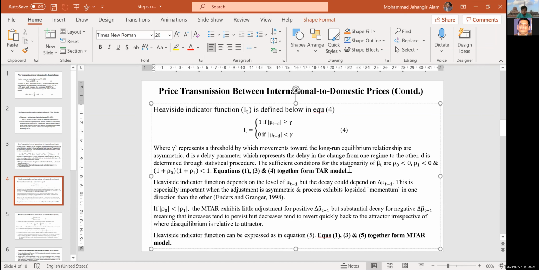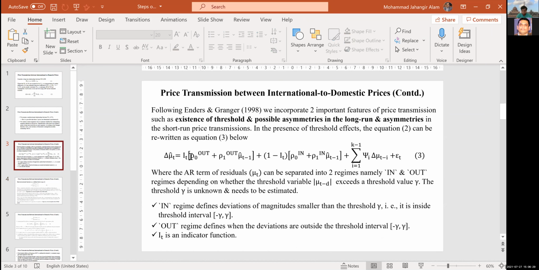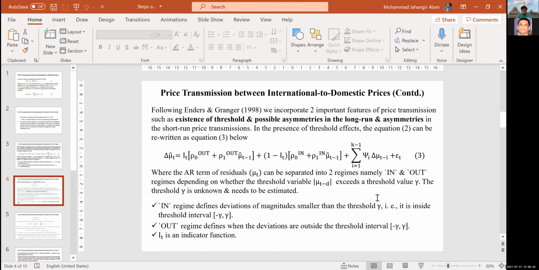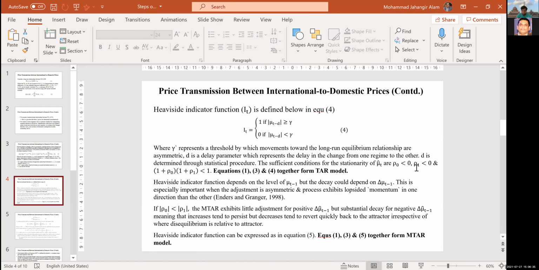But there are some conditions. For example, when we estimate rho 0 and rho 1, these 2 variables must be less than 0, if you want to see that the model is converging and that the speed of adjustment is taking place.